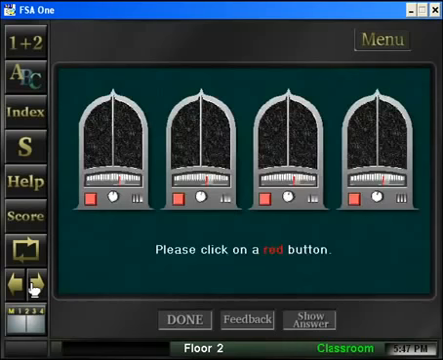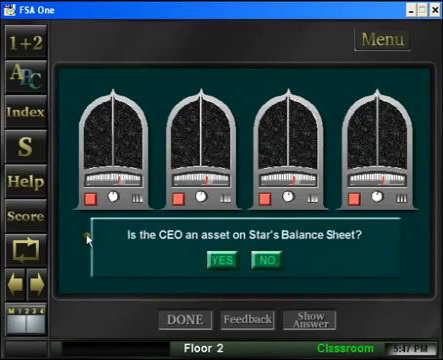Each of these radios offers a different news story about Star Enterprises. Please listen to each carefully.